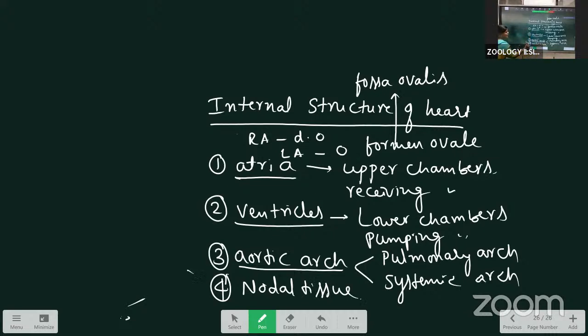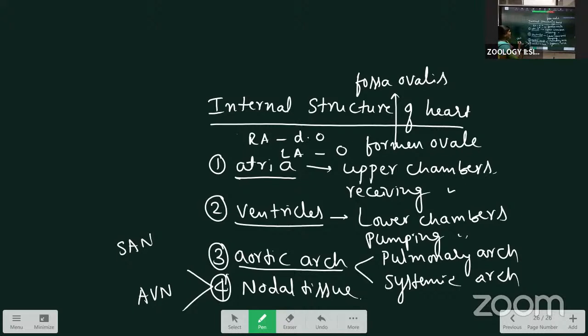This nodal tissue, as we already discussed, is the sinoatrial node and the atrioventricular node. The sinoatrial node is also called the pacemaker, because it is what starts the heartbeat. Our heart is called a myogenic heart.